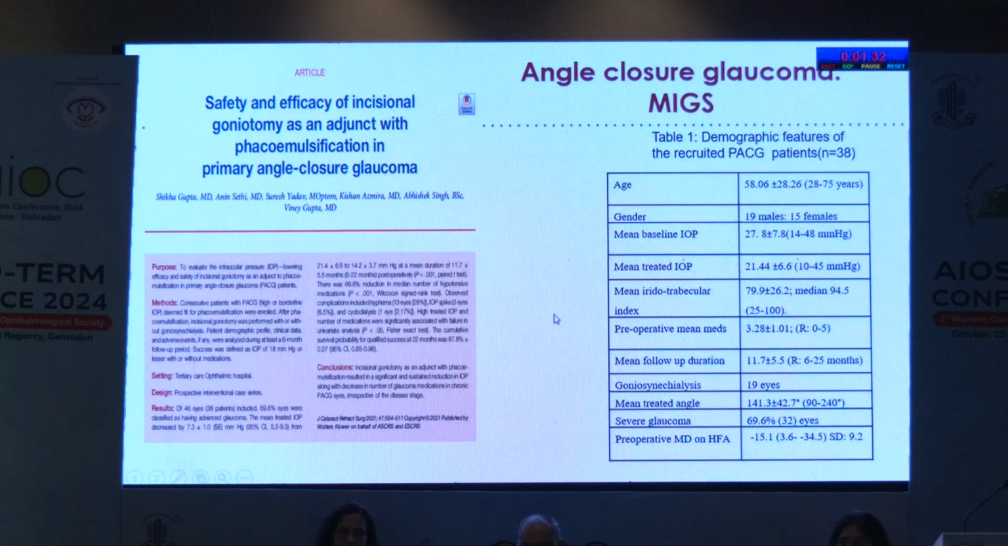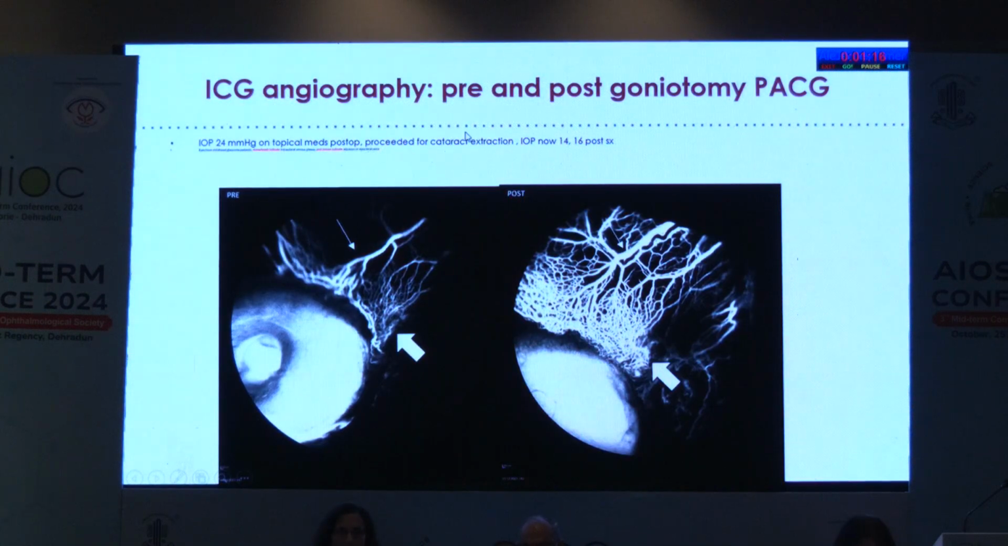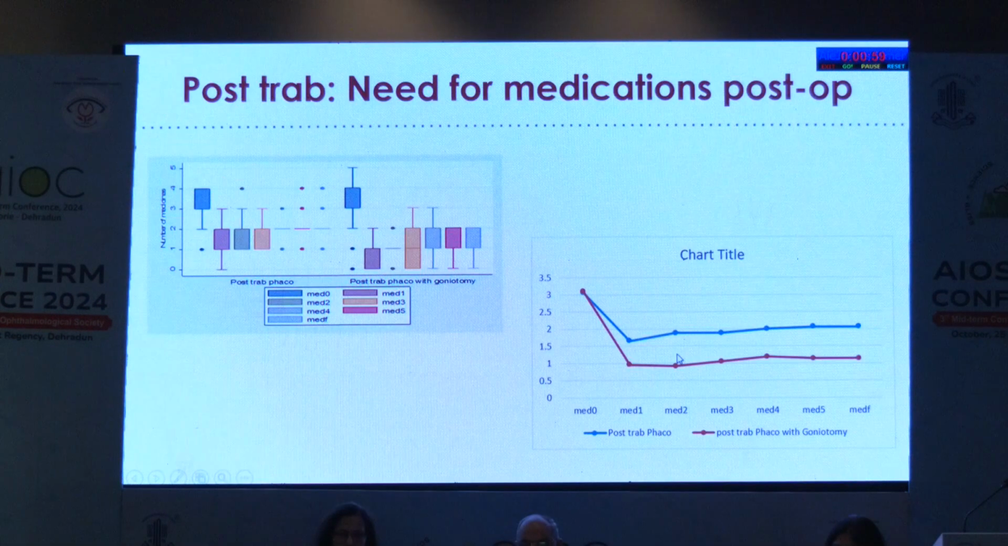In angle closure glaucoma also, we have already shown that incisional goniotomy with phacoemulsification plays a huge role in these eyes, lowering the IOPs much more than phacoemulsification alone, in terms of reduction in the number of medications as well as in the mean IOP. This is a patient where we did only goniotomy in a PACG eye. This is pre-surgery, and this is post-goniotomy without lens extraction in one of the eyes, and we can see that even with goniotomy without lens extraction, there is an increase in the aqueous outflow channels post-surgery.